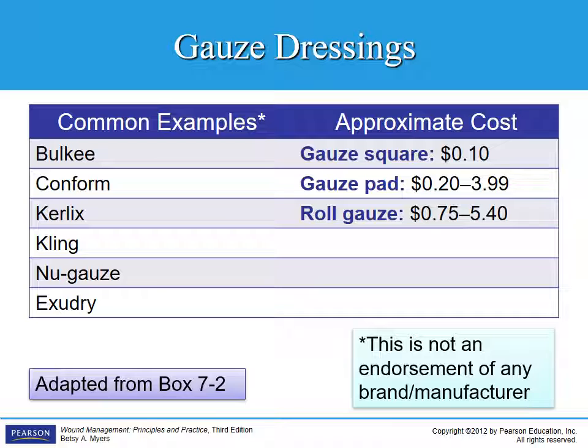All right, here's some names and prices. I'm not going to read through these as we go through them, but just to give you an idea, you'll hear people talk about Curlex or Kling or that kind of thing, and it's just a type of gauze dressing. It's a roll of gauze dressing.